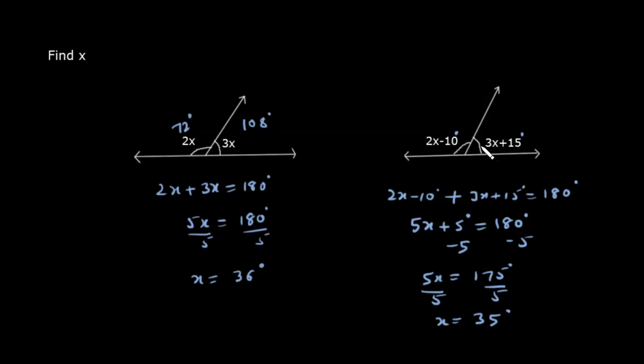And in case we want to find these angles, we can replace this x by 35. So 2 times 35 minus 10 degrees, that is 70 degrees minus 10 equals 60 degrees. And here also 3 times 35 plus 15 degrees, which equals 105 plus 15 degrees or 120 degrees. Otherwise also, if this is 60 degrees, then this must be 120 degrees because they are forming a linear pair.